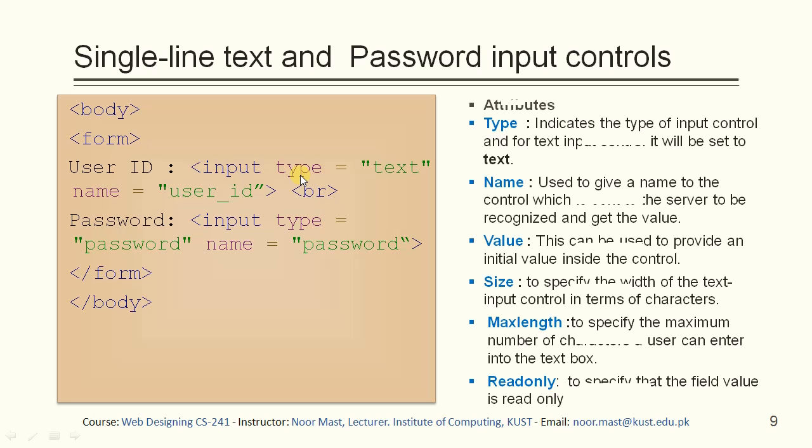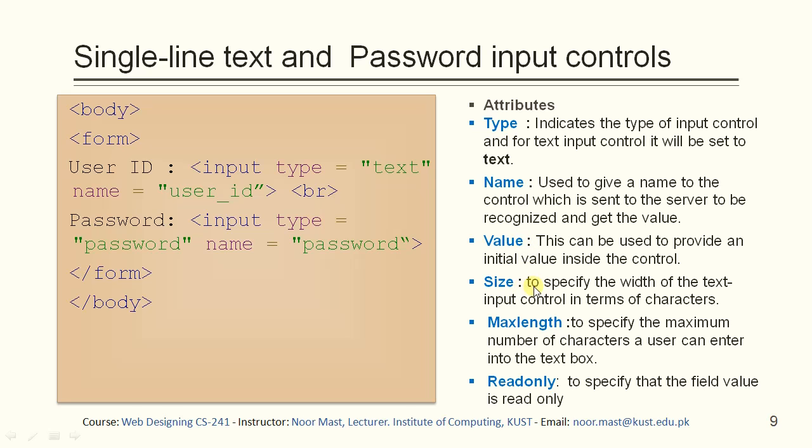So these two controls also have some other attributes, as is clear from the example. The type attribute indicates what type of control we want to create, while the name attribute is used to give a name to the control, which is sent to the server to be recognized and get the value. The value attribute is used to assign an initial value for the control.